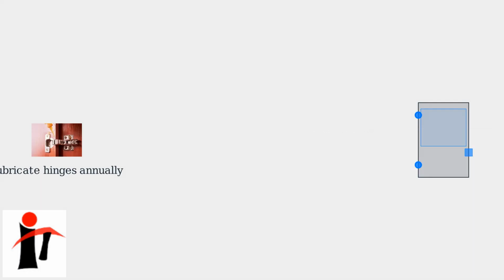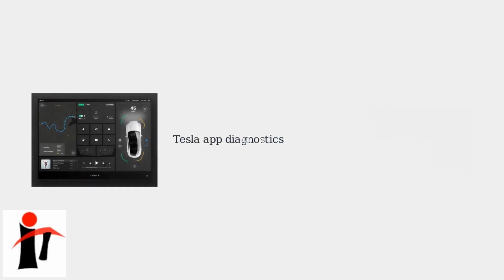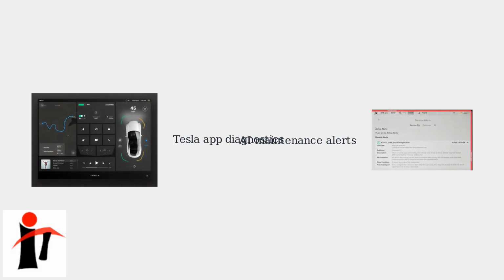Regular maintenance is crucial for keeping your Tesla Model 3's rear doors functioning smoothly. Lubricate the hinges annually to prevent wear and ensure smooth operation. Always consult Tesla's official manuals or service for the latest procedures and updates on door maintenance. Take advantage of Tesla's app for remote diagnostics and AI-driven maintenance alerts that can help prevent door issues before they occur.